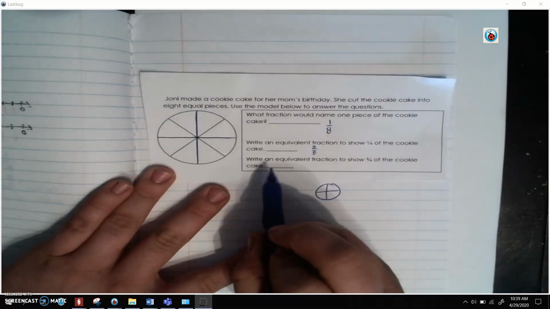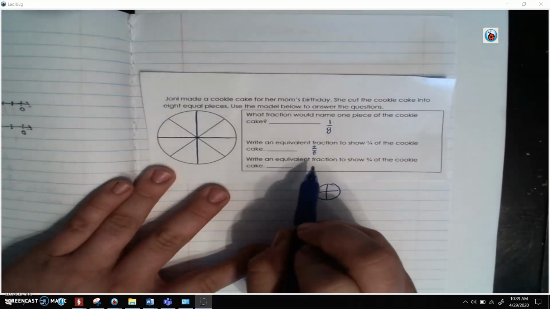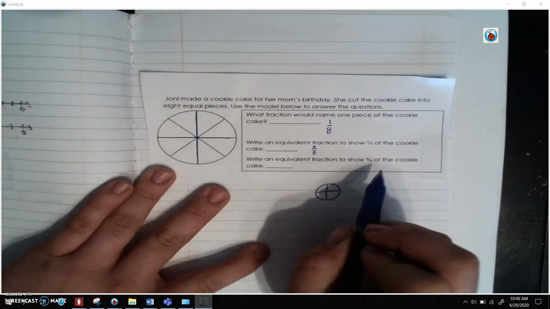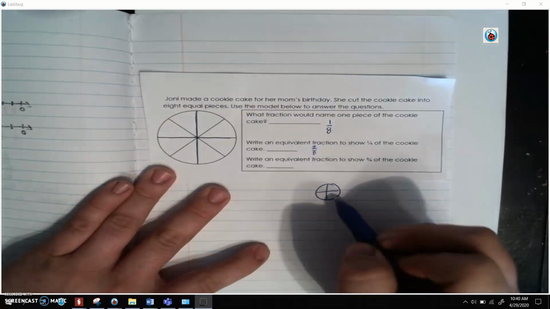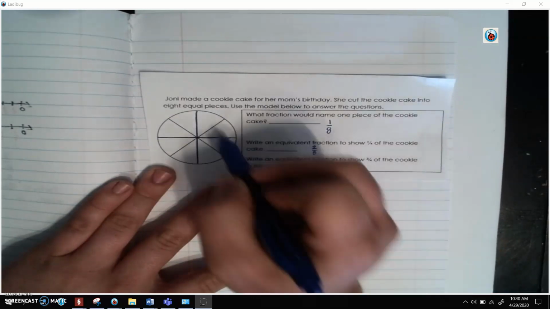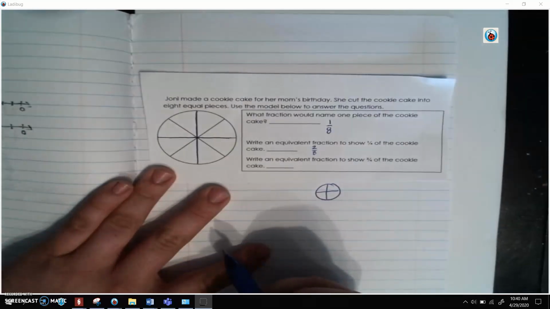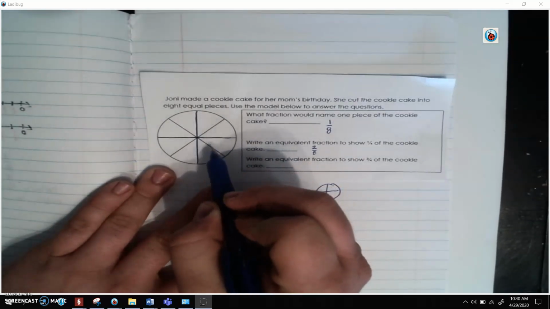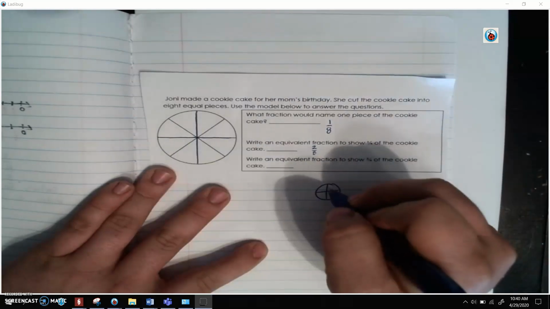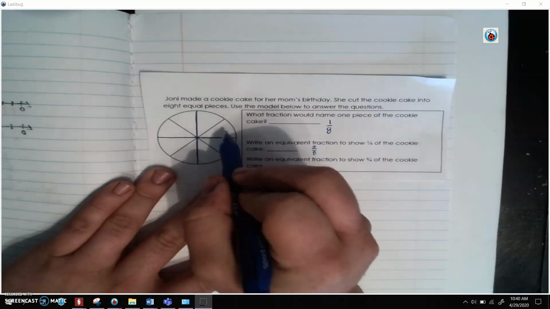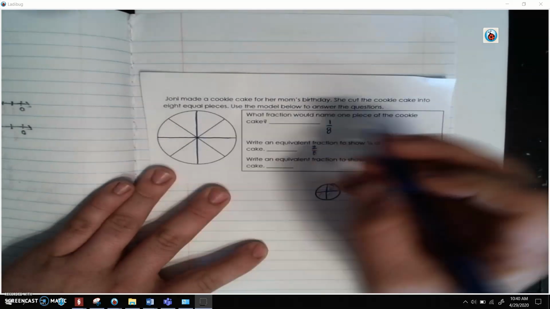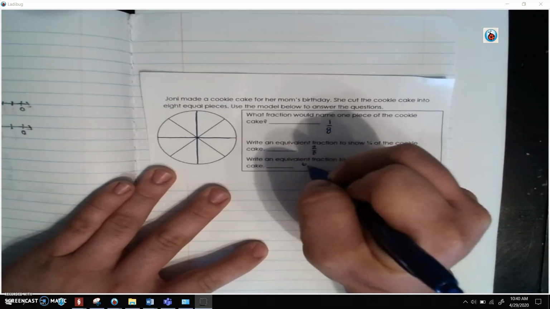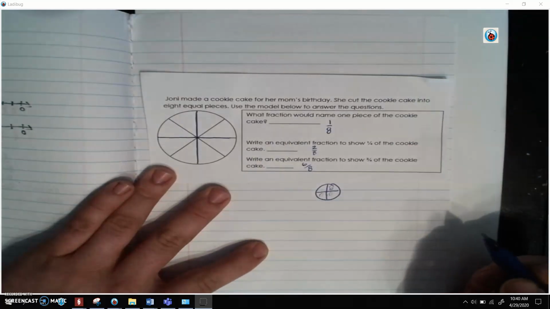And last, it says write an equivalent fraction to show 3/4 of the cookie cake. So already, I have it in my mind, it's split into fourths. So if I know that this right here would be 1/4, this would be 2/4 or half of it. So if I come back around, 3/4 of it, which would be these 3 right here shaded in, would be 1, 2, 3, 4, 5, 6. So 3/4 would be the same thing as 6/8.